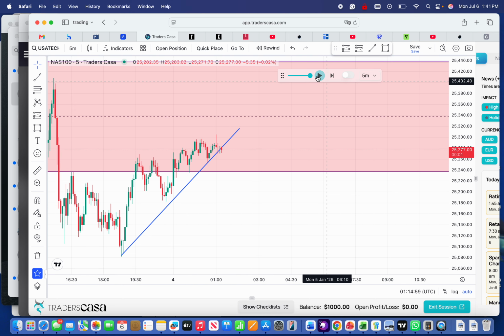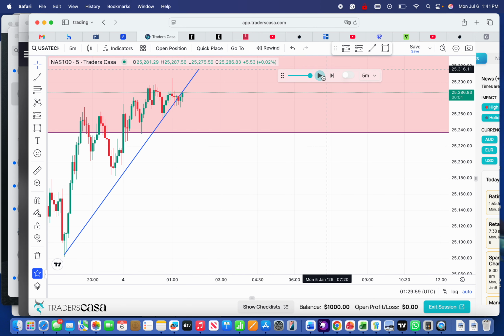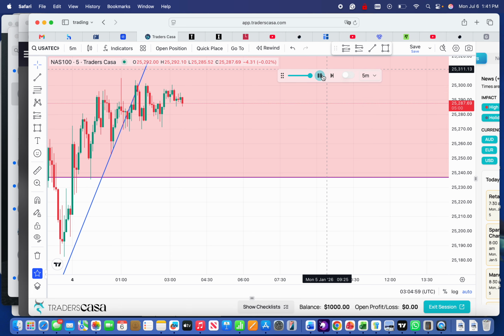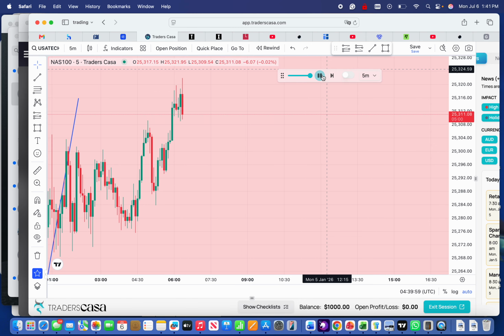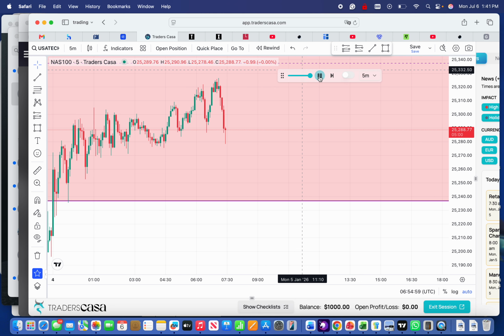So let's see if we can, because we already have one liquidity sweep right here. It swept both of these candles out. Now let's see if we can get a fair value gap. Doesn't look like it. Yeah, does not look like it. So I wouldn't have taken any trades.